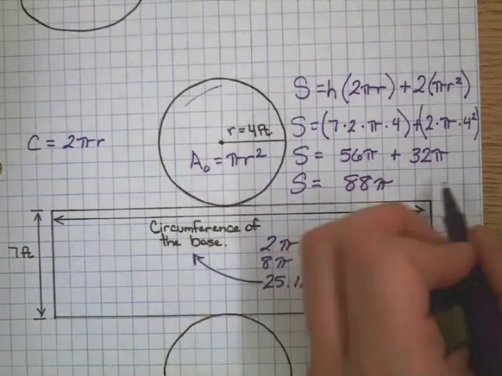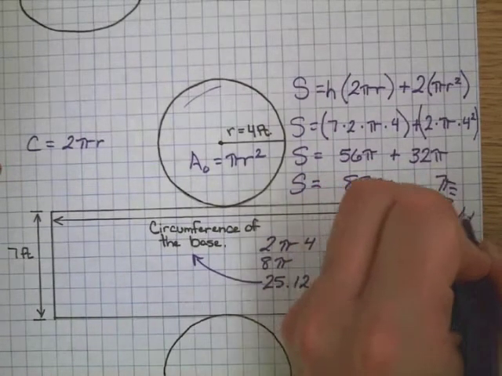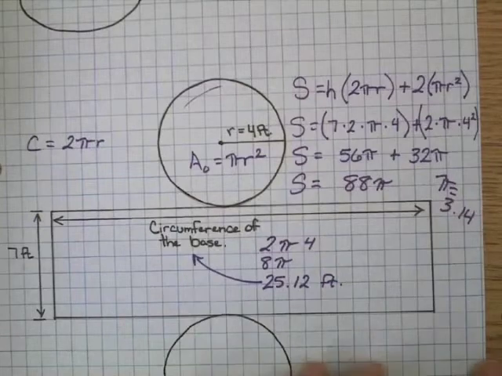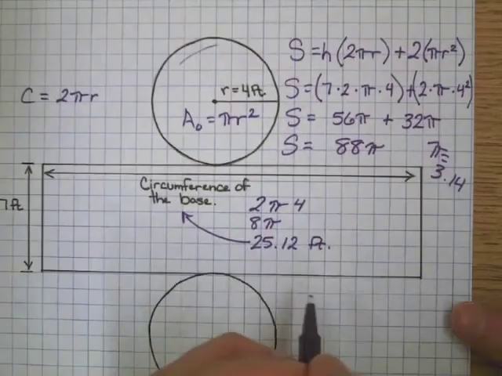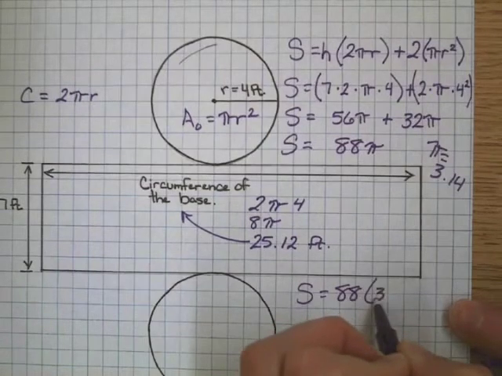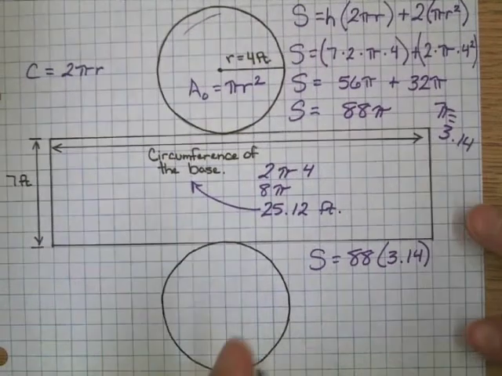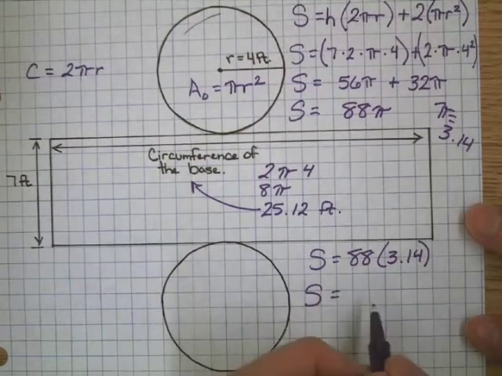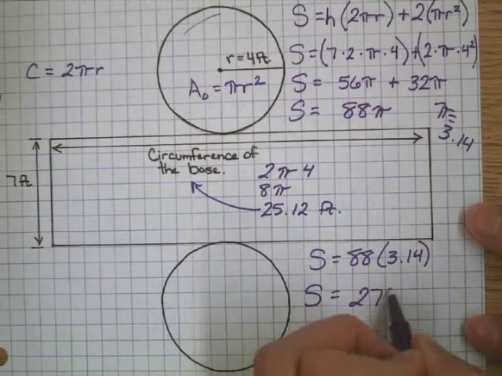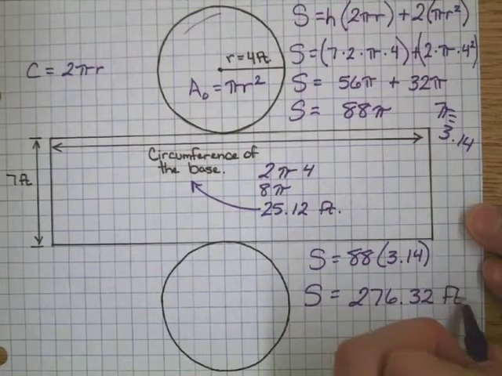So now, let's say I'm going to use pi to be 3.14. So I can say surface area is equal to 88 times 3.14. And when I work that out, that comes out to be 276.32 square feet.